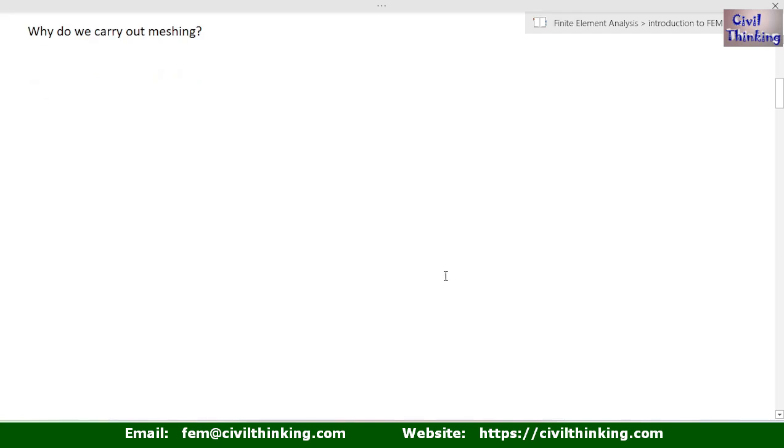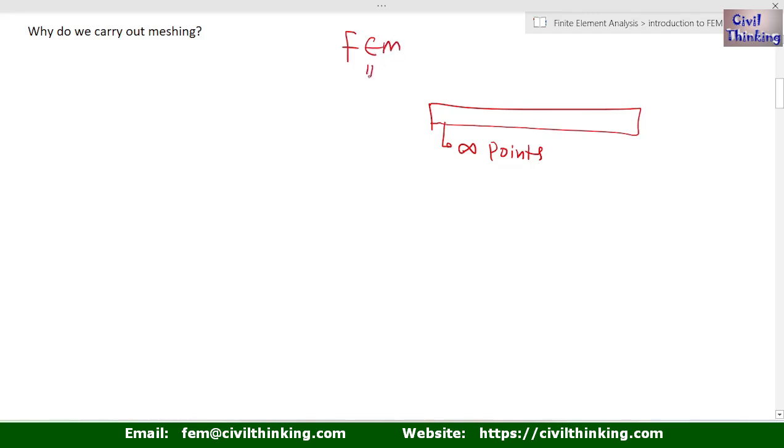Now why do we carry out meshing? When you look at a continuous body, there are an infinite number of points, right? In the finite element method, it is node based, right? We find the results on points, or nodes. Now what happens when the number of points is infinite? FEM will be impossible, because you would have to carry out the analysis on an infinite number of points.